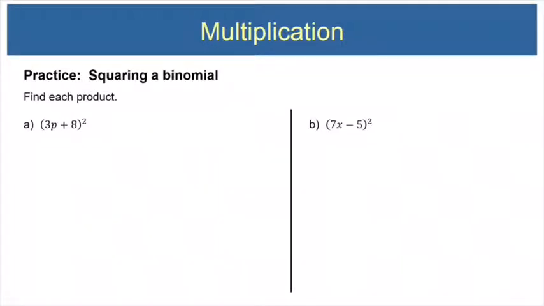So here we go. If we want to do 3p plus 8 squared, then we can say 3p times itself, which would be 9p squared. The middle term is going to be this times 2. So 3p times 8 is 24p times 2 gives us 48p. And then last times last is 8 times 8, so that's 64. And there's your answer. What's so nice about the shortcut is that you get the answer in one step, and there's no steps to do after that. It's just all one quick movement.